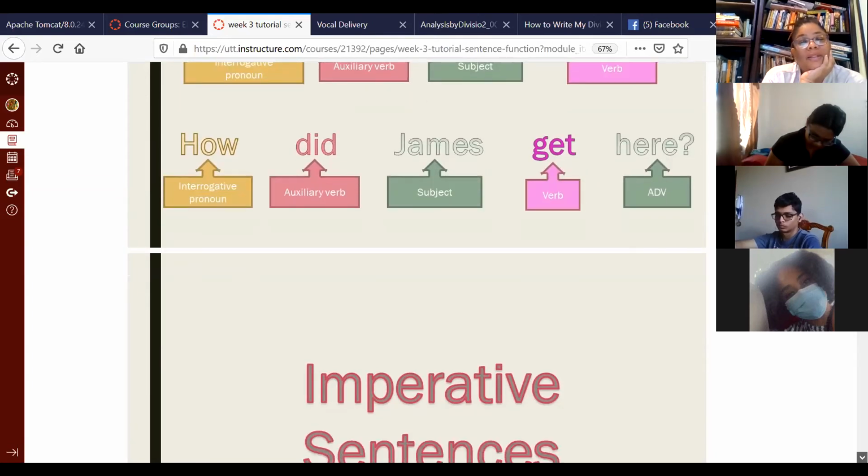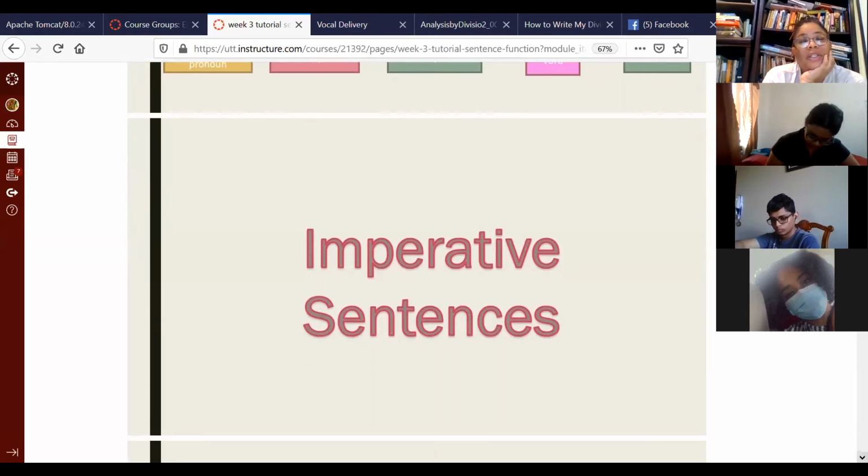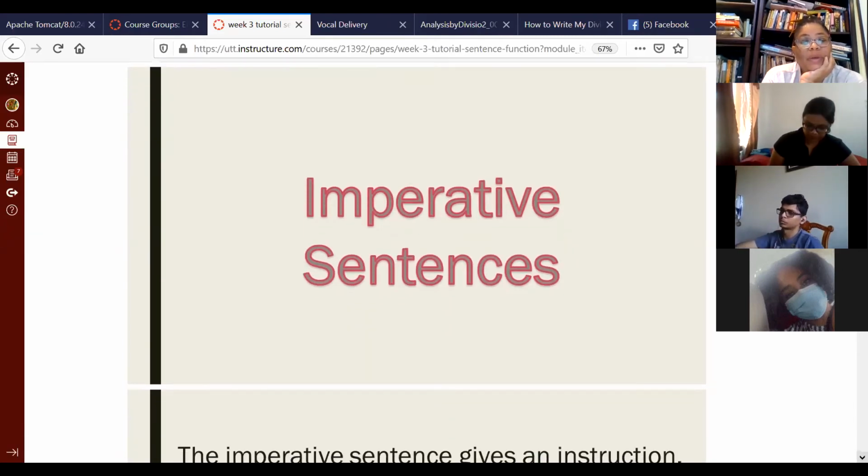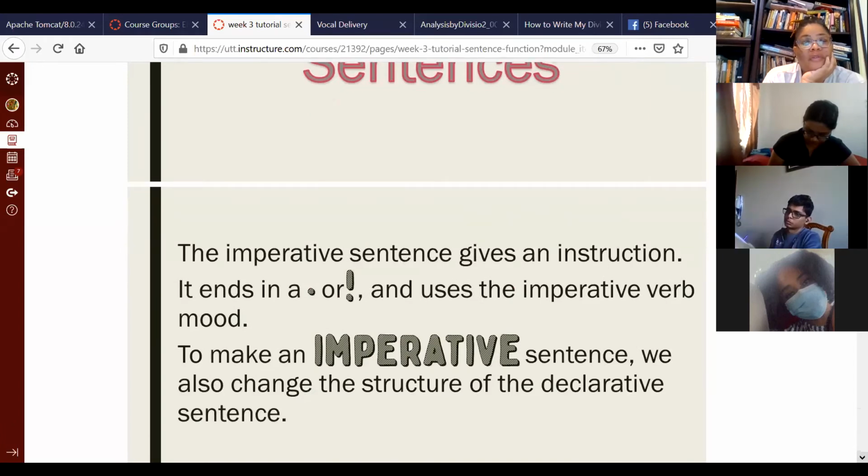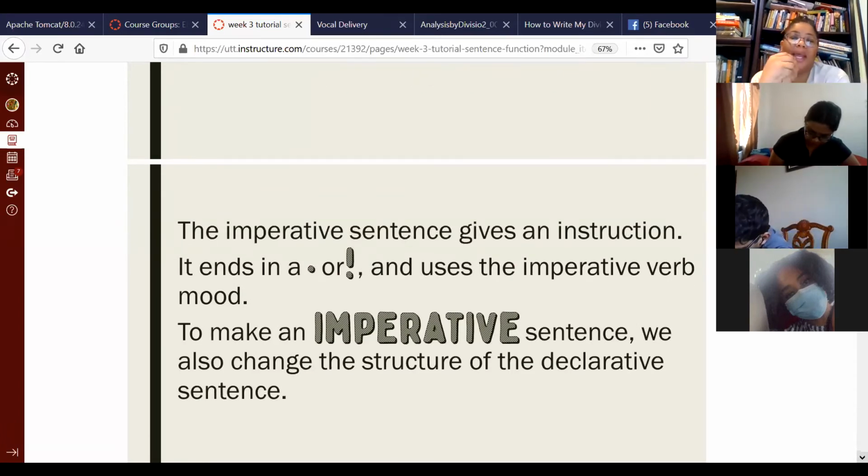The next type of sentence or sentence function is the imperative sentence. This is where you give an instruction. It can end in a full stop or an exclamation mark, depending on how urgent the instruction is. It also uses what we call the imperative verb mood, and we'll talk a little bit when we look at the examples again, right? So to make an imperative sentence, you also change the structure of a declarative sentence.